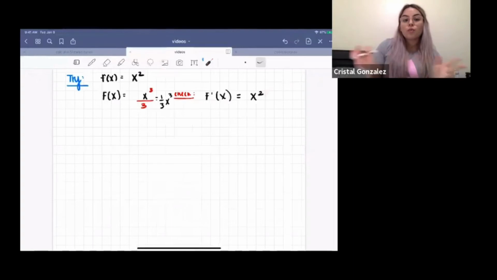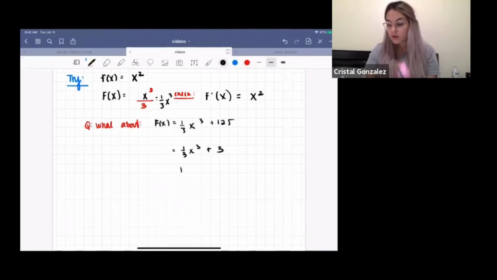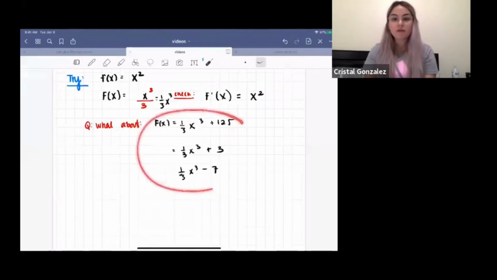So we have the correct antiderivative, but like I said, there are many different antiderivatives, because we also have to consider, what about if my antiderivative was 1 over 3x cubed plus 125? Or what if it was 1 over 3x cubed plus 3? Or 1 over 3x cubed minus 7? No matter what, if I take the derivative of any of these, I'm still going to get x squared.